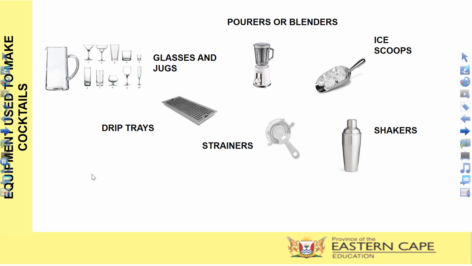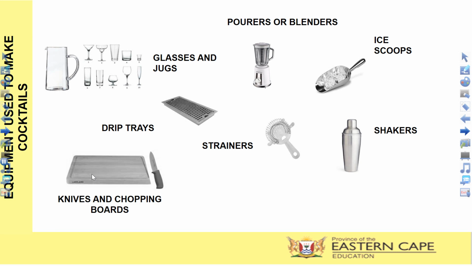A shaker can also have an inbuilt strainer inside it, which also helps a lot. Your knives and chopping boards. This is for when you are chopping your garnish, as well as ensuring that if you are making a fresh fruit juice from apples or any other fruits, you are able to have your cutting board and your knife in your bar area. Stirring equipment, it's your long stirring spoons.